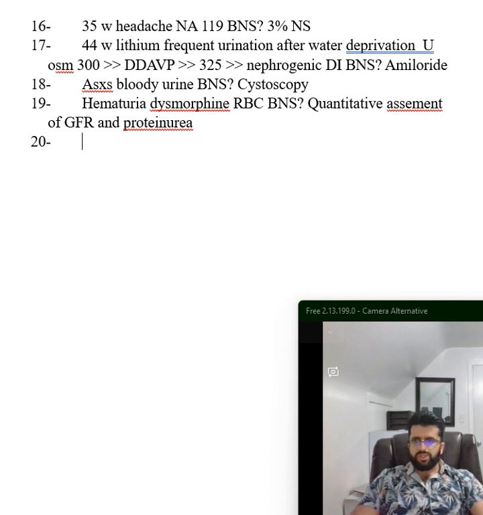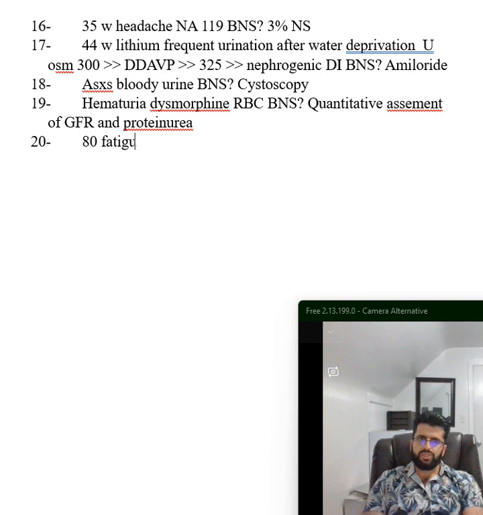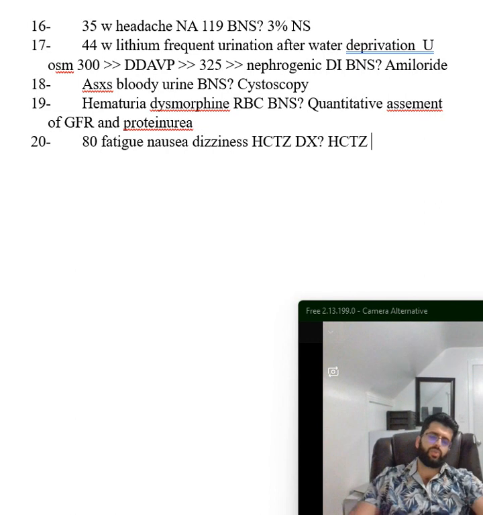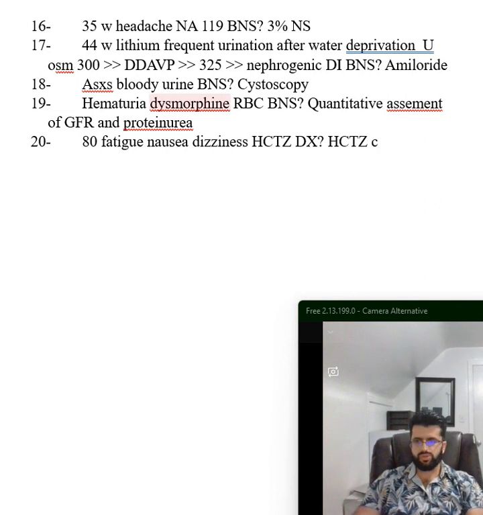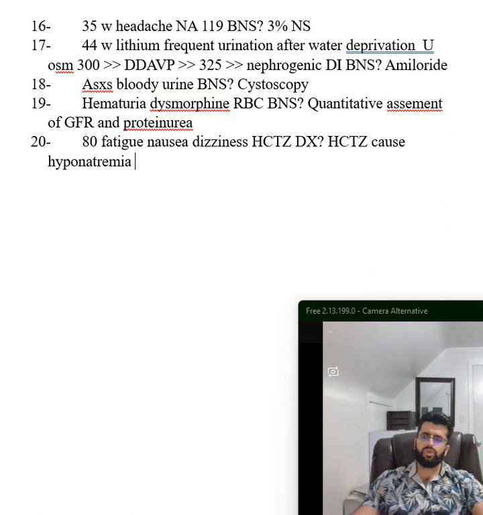Now you have another patient, an 80-year-old with fatigue, nausea, dizziness, taking hydrochlorothiazide, and they ask you what could be the diagnosis. This patient could have HCTZ causing hyponatremia. So what do you want to do? You want to stop hydrochlorothiazide and give them some fluid.